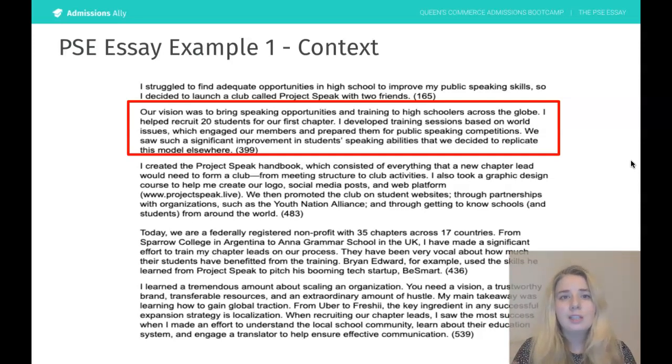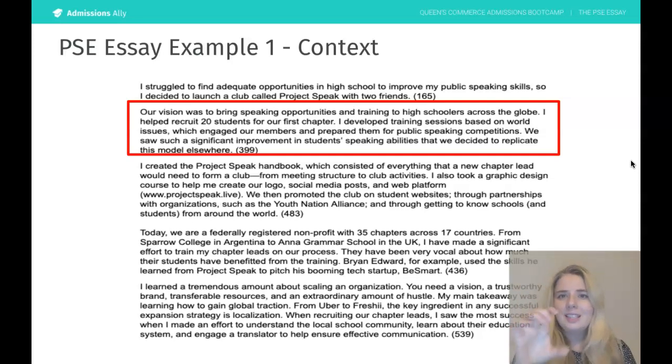They helped recruit 20 students. So that's something very specific. That's a specific number, and those are the types of quantifiable information that you want to embed into your essay. So they recruited 20 students. So that's the who and the where for their first chapter.